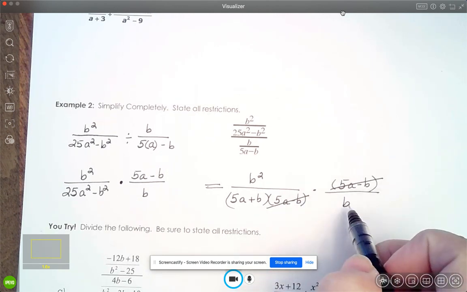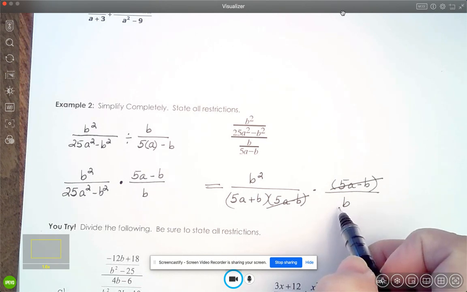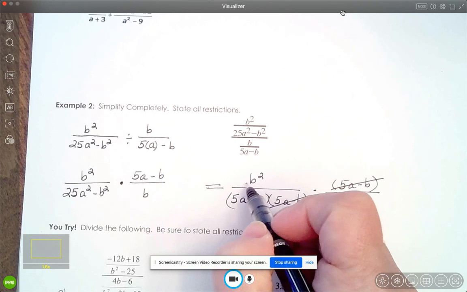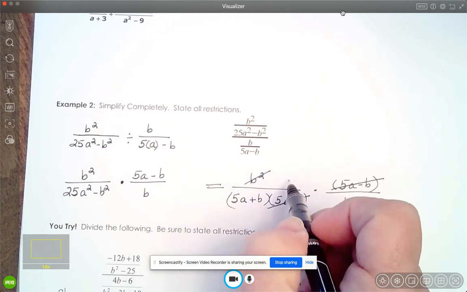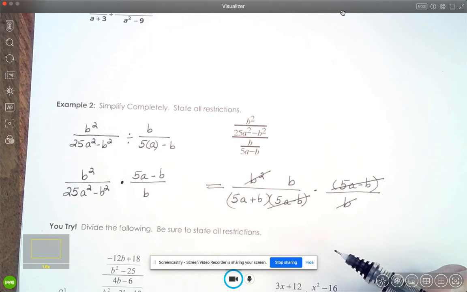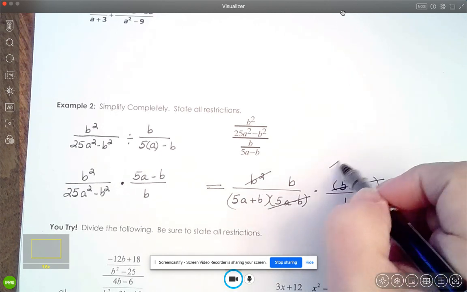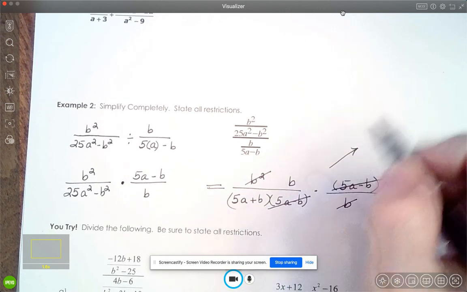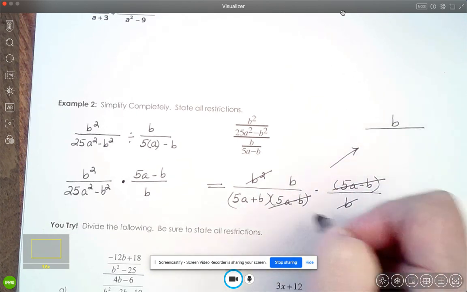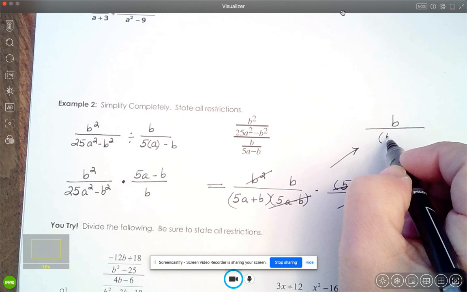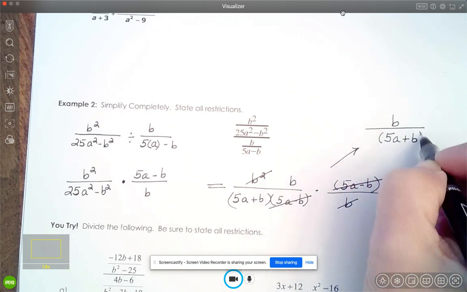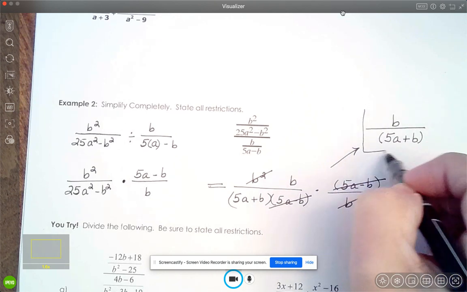Down here, I have 1b, okay? And here I have 2. So I can cancel this and just make it a b to the first power. So my answer then, in the numerator, I have 1b to the first power, and in the denominator, I have 5a plus b. And there's my answer.